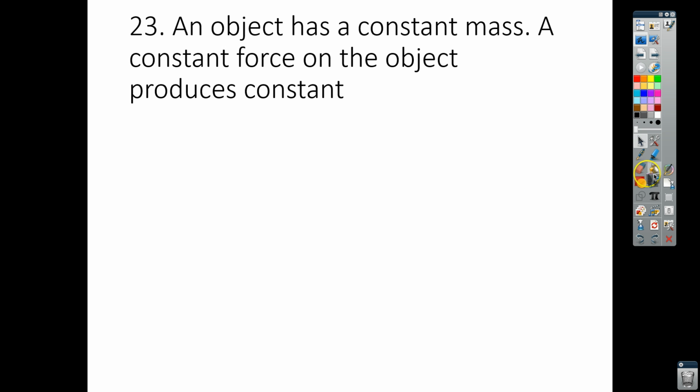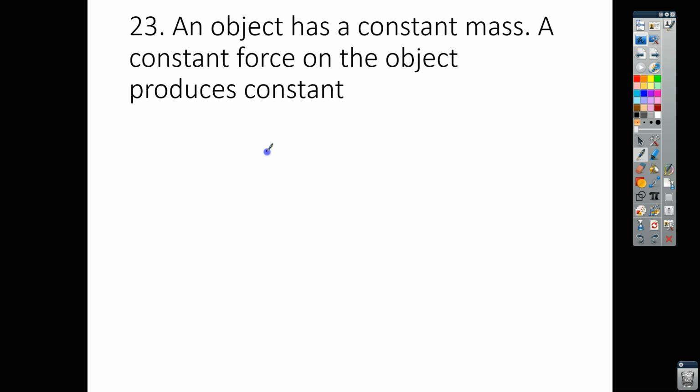An object has a constant mass. So we know that the mass doesn't change. It says a constant force on the object produces constant acceleration. If mass doesn't change, and force doesn't change, then there's no way that our acceleration can change. So here, this is just constant acceleration.